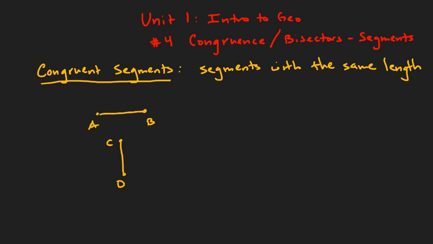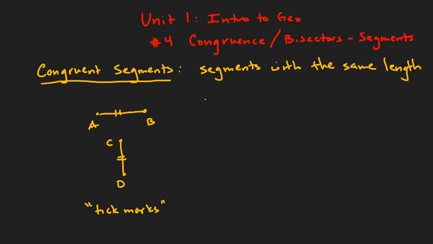So if we want these two segments to be shown congruent, we're going to put what are called tick marks on the segments themselves. So one tick mark, one tick mark: those two segments are congruent. Two tick marks, two tick marks: those two segments are congruent. So again, in a picture, you're looking for the equal number of tick marks on segments to see if they're congruent or not.